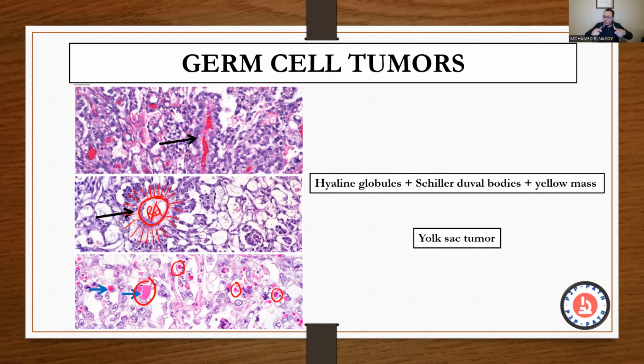Remember, you have the egg yolk. The egg yolk reminds you of the egg. The egg reminds you of this yellow thing. So yellow mass with Schiller-Duval bodies and hyaline globules. So you see these hyaline globules, Schiller-Duval, and yellow mass. This is definitely a yolk sac tumor. Here are also some of these hyaline things. And of course, the Schiller-Duval is very important.